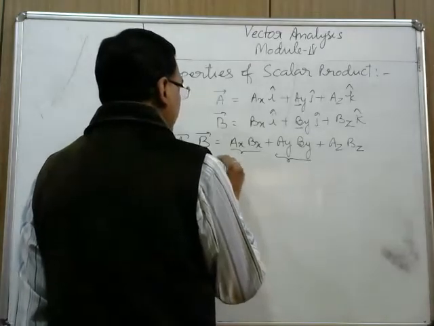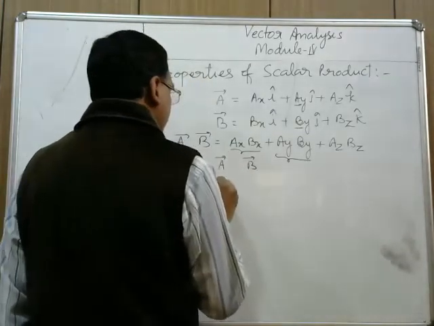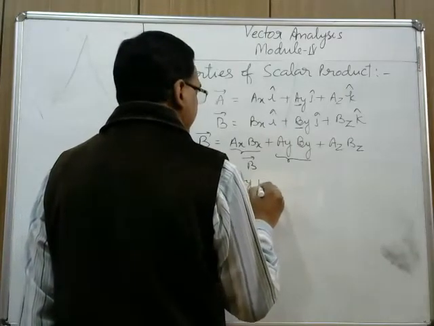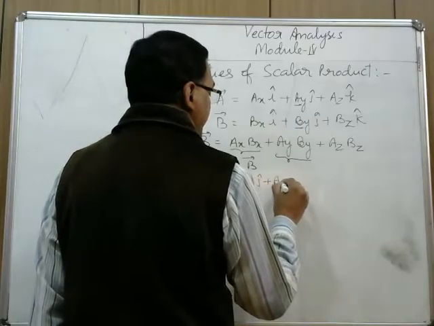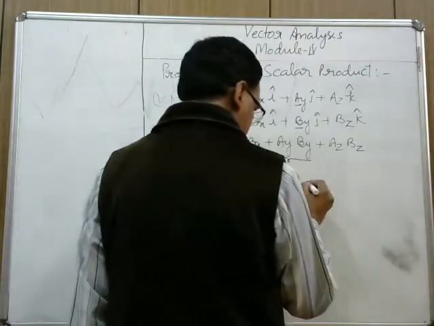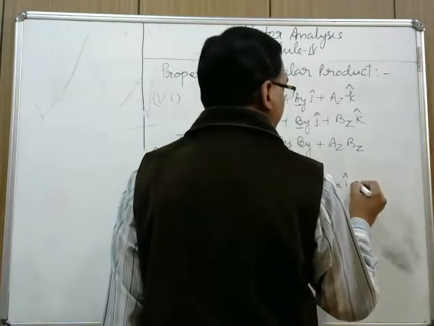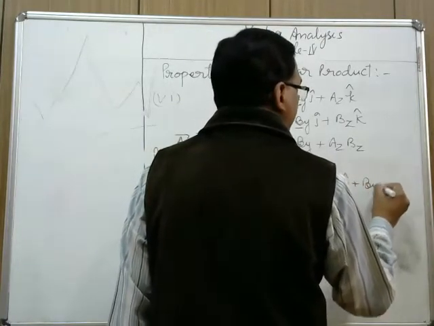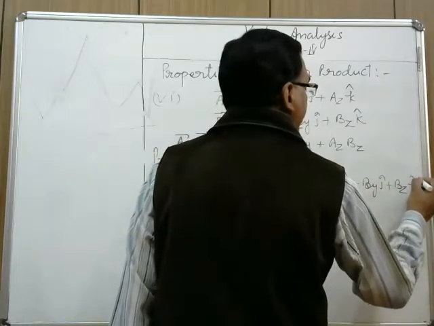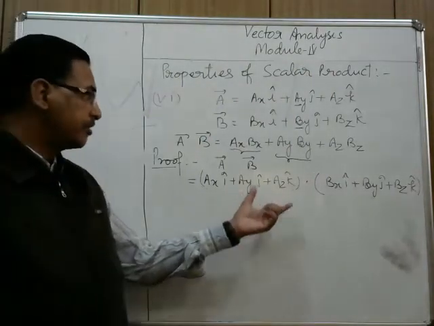Now, A dot B. A is equal to Ax i cap plus Ay j cap plus Az k cap. This is the dot product with Bx i cap plus By j cap plus Bz k cap. This we have to find, and this must be equal to this.